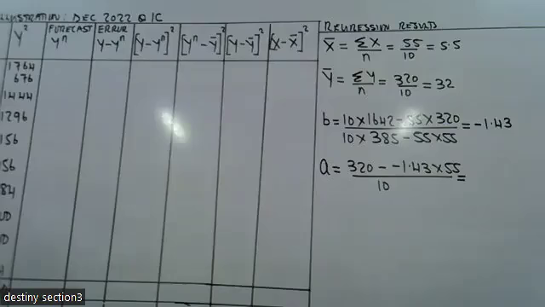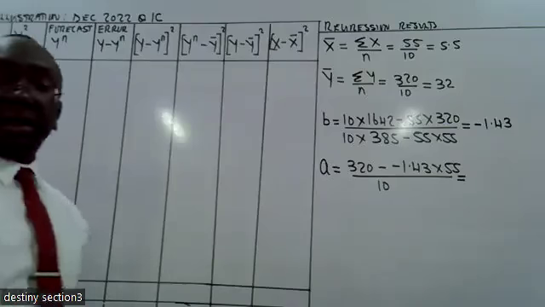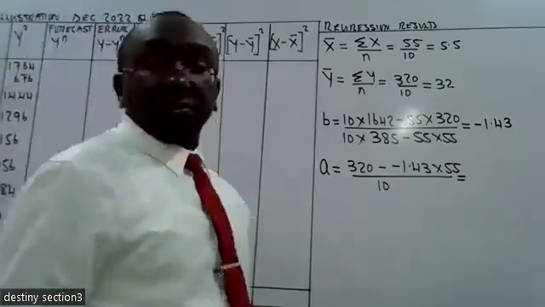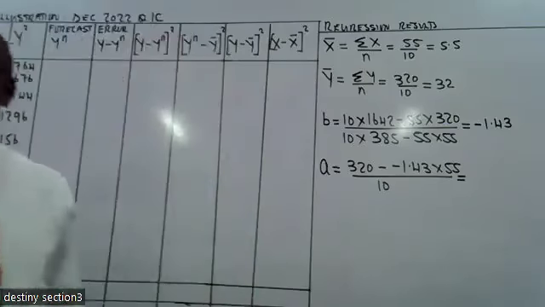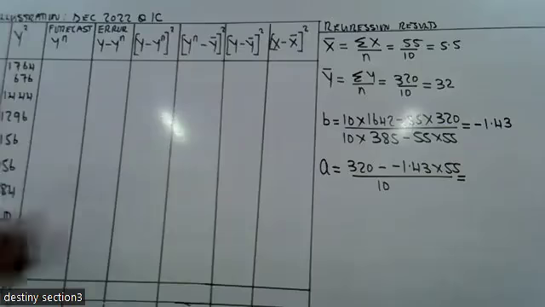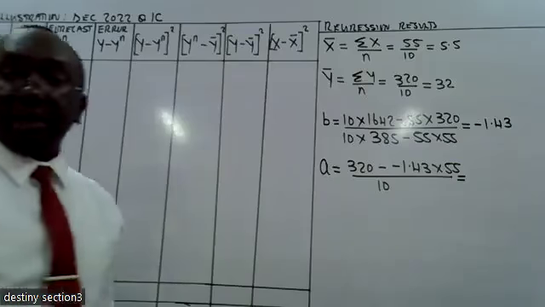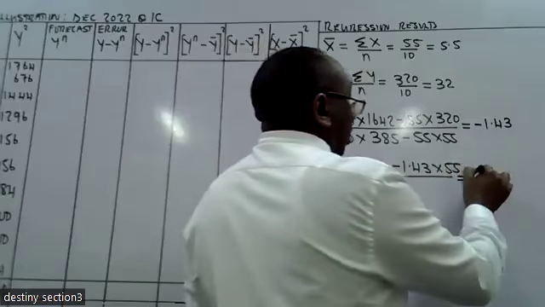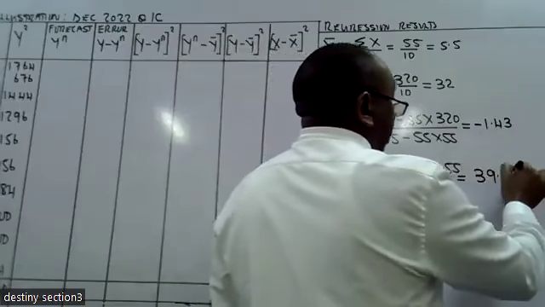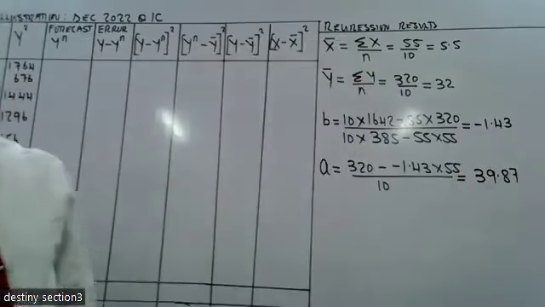I'm getting 39.87. Timothy, you're getting what? That is 320 minus 1.43 times 55 divided by 10. So 39.87. Yeah, good.